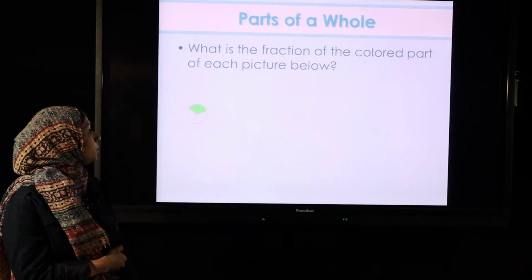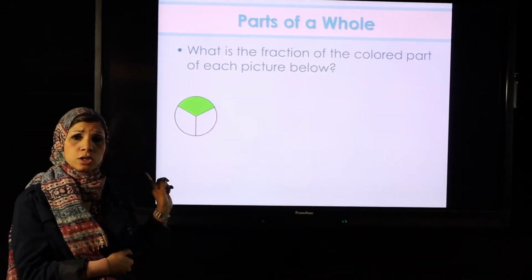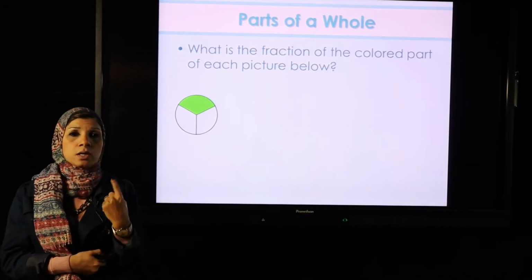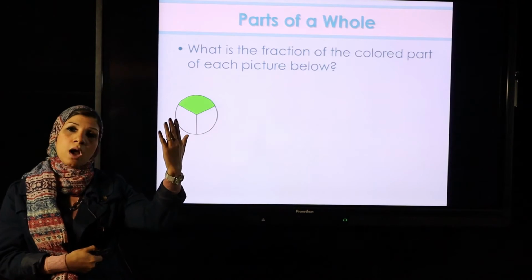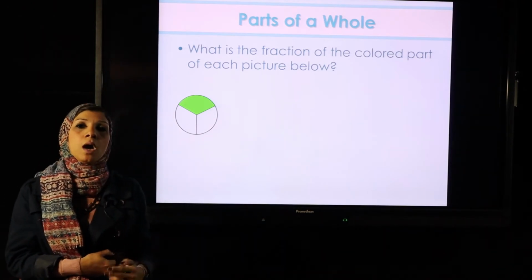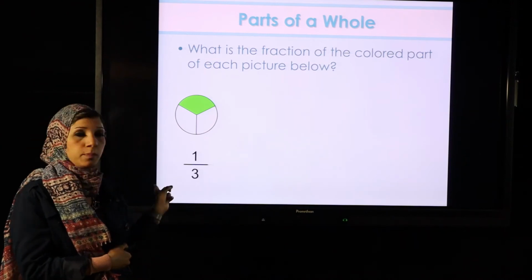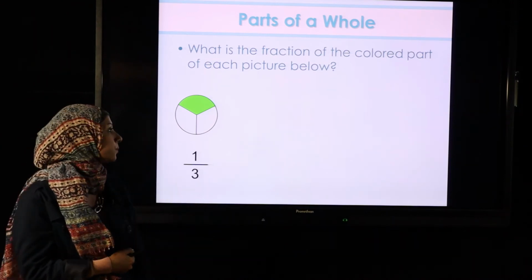We have another example. As we see this figure, how many colored parts do we have in it? Just one colored part. So we write the number 1 up, and the number down will be all the parts we have: 1, 2, 3. So it will be 1/3.